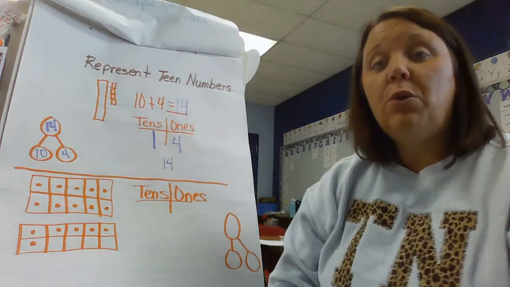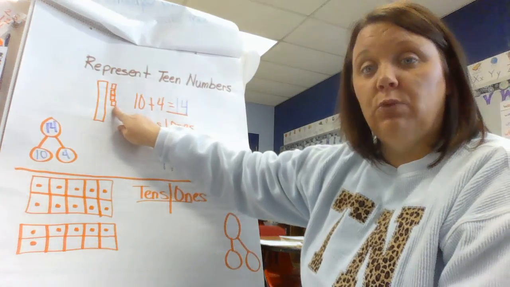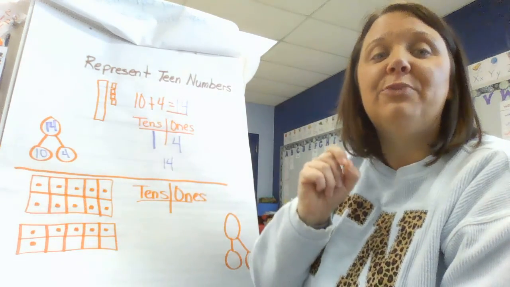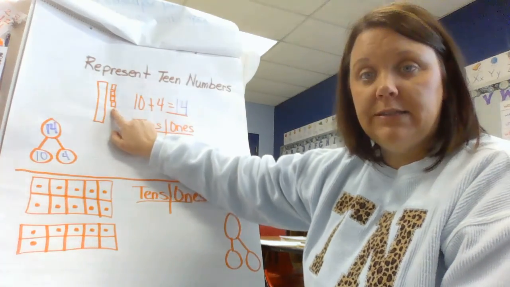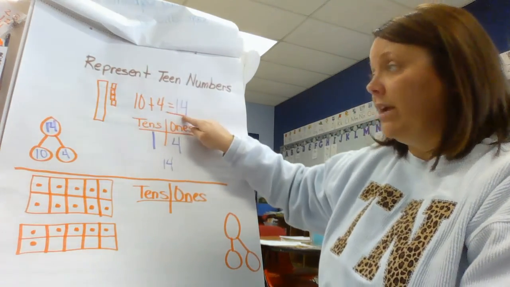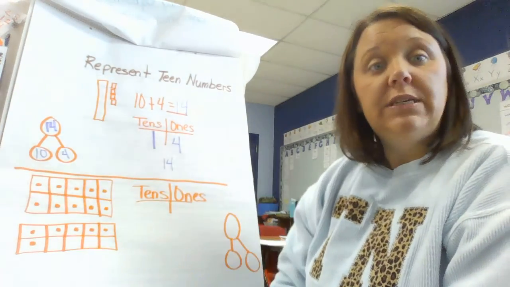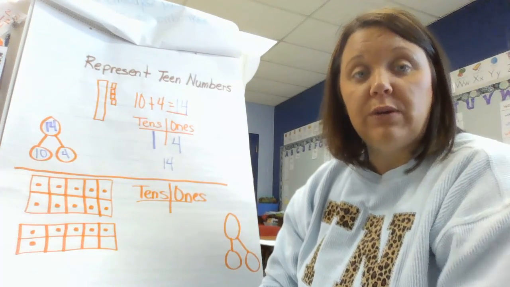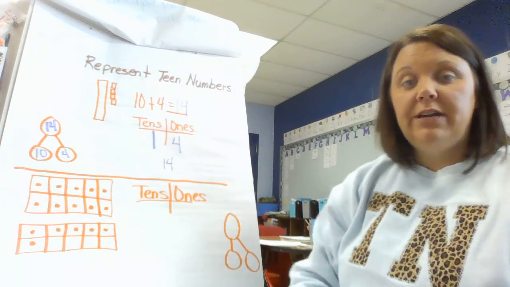Okay? So how have we represented the number 10? You can use tens and ones. How have we represented the number 14? You can use tens and ones. You can use an equation. You can use a number bond to show the digits 1 and 4 represent the number 14. It's a 2-digit number. Let's move down here.